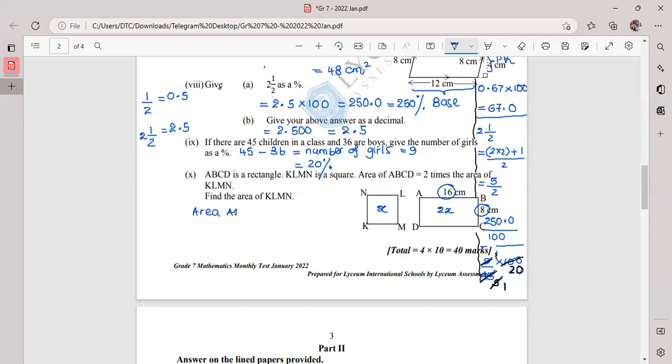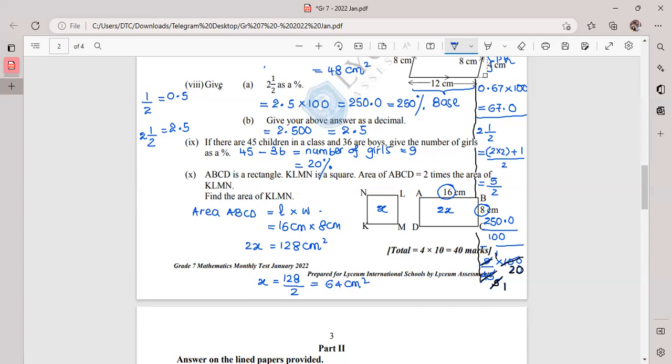Area of ABCD, how do you find it, children? Length into width, right? That means I write this as 16 centimeters into 8 centimeters. When you multiply 16 by 8, the answer is 128 centimeters squared, right? So this is 2X. How to find the X? Area of KLMN is 128 over 2. So then it gives you 64 centimeters squared, right?